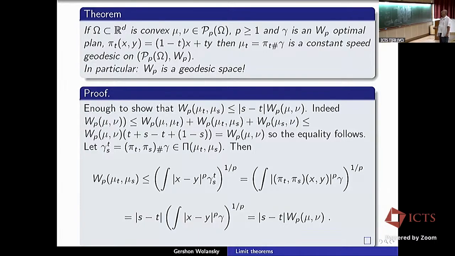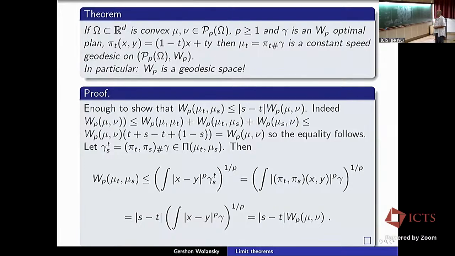So we just have to prove this inequality. Again, we define the transport plan between mu t and mu s in this way, by taking this pi at two different times, t and s, and pushing gamma forward with this mapping.